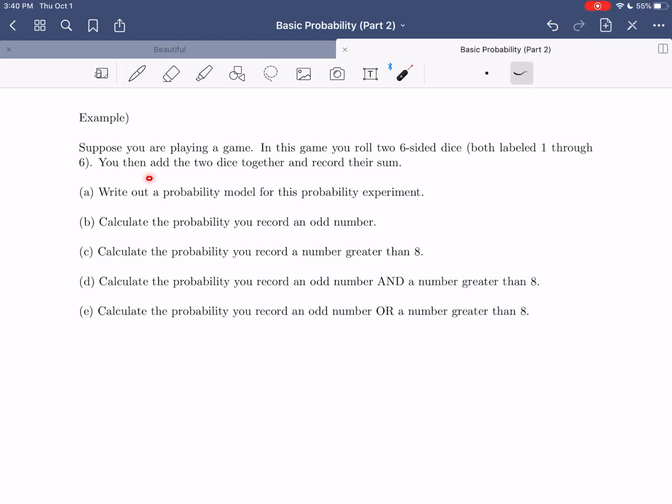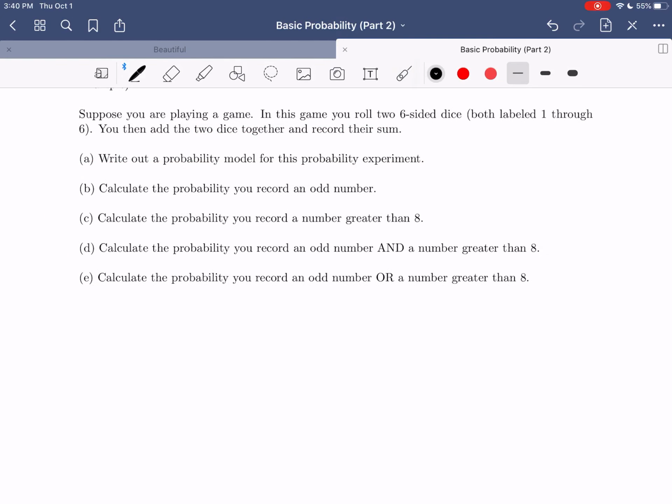Once again, the first thing we're going to try to do is come up with a probability model, and then we'll calculate some probabilities using that model. So let's go ahead and start with A. We want to try to organize this. Once again, we have these sort of two things. We want to sort of say what can happen on the first dice, what can happen on the second dice, and then what is the result overall.